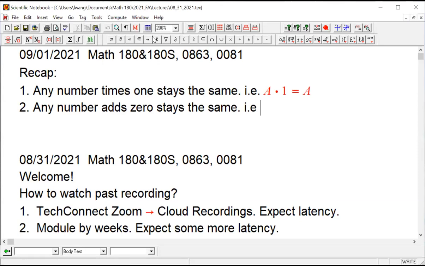So A represents any number, and A plus 0 stays the same. Does everybody agree with that principle? Do we remember that principle ever being used? Have we used it before? When do you remember it being used? What was the situation that it was being used?